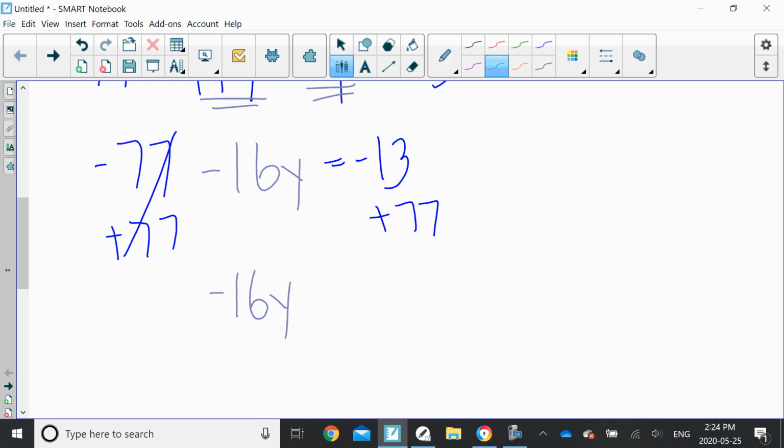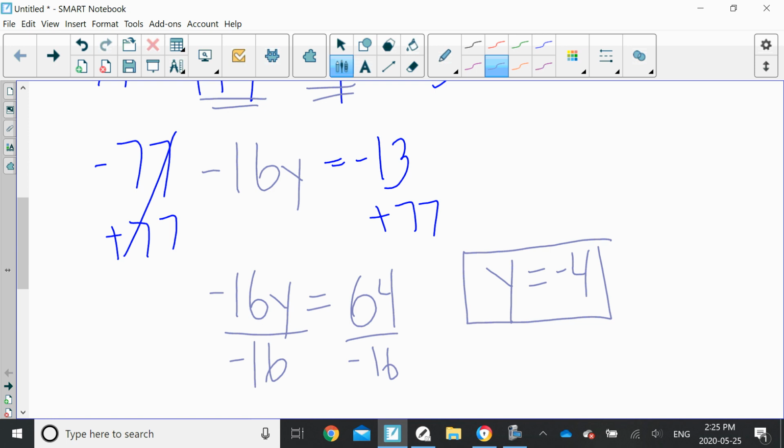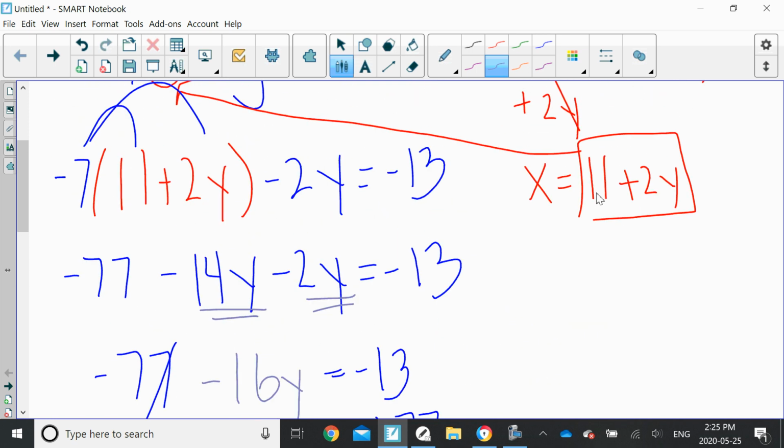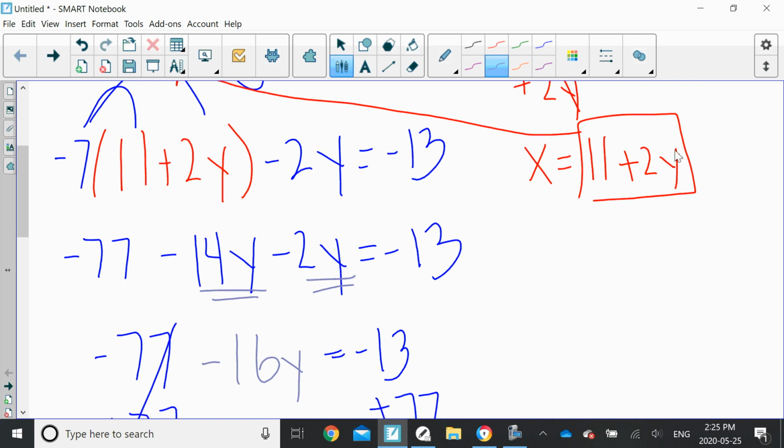Negative 16y is equal to, so negative 13 plus 77 should give you 64. Divide this by negative 16, divide this by negative 16, and we would get y is equal to 64 divided by negative 16. If you punch that in on your calculator, you should get negative 4. So there's my y. Now I've got to figure out what x is. So take that negative 4 and let's plug it in here. Let's plug in y is negative 4.